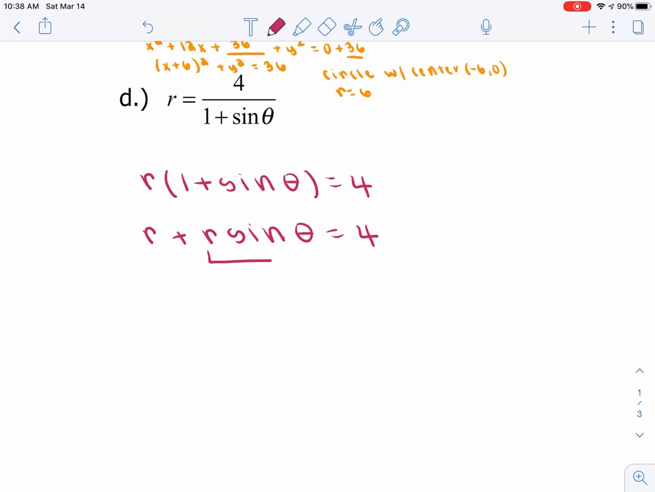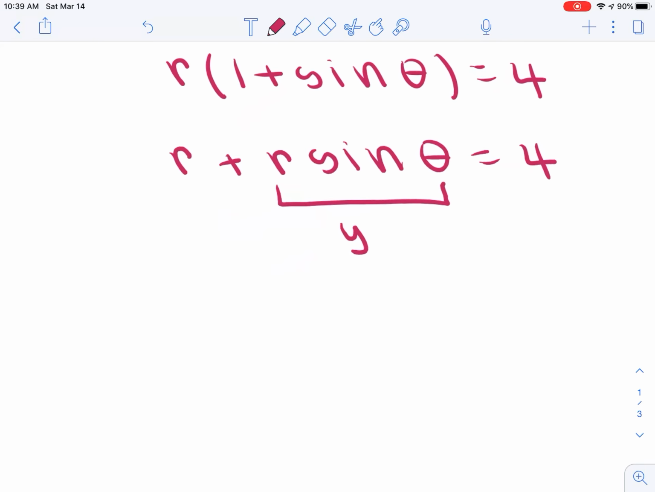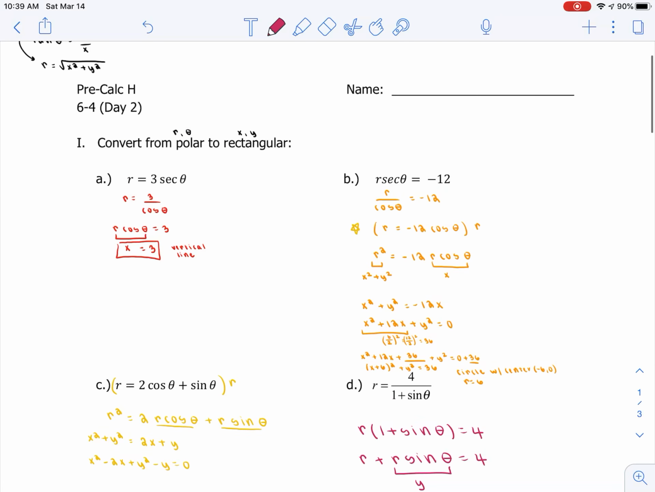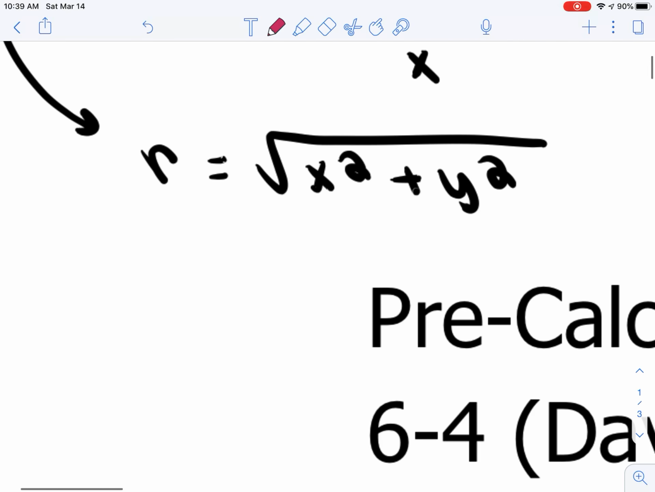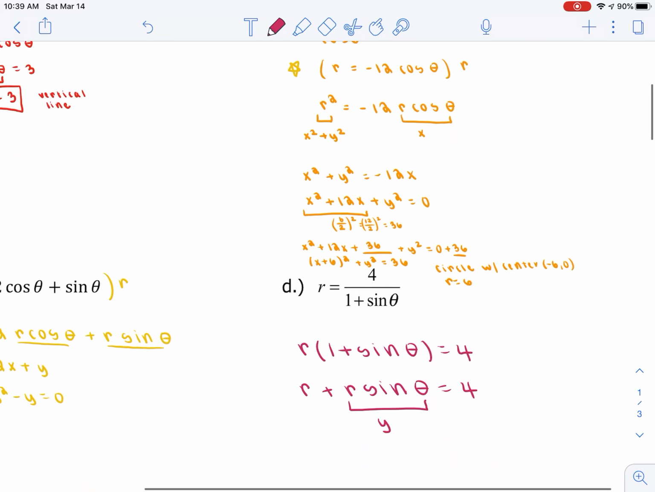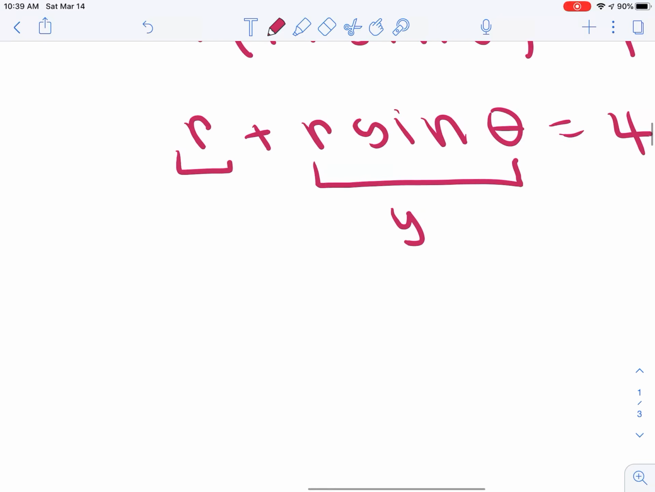And I'm seeing this r sine theta, which is y. The problem is that I don't have an r squared. So you may be thinking, well, let's just multiply everything by r again. The issue with doing this is then our middle term that we just said equals y, you're bringing in an r to that term that we don't need. So instead of doing that, if you guys remember when I started the notes, I had talked about how another formula we can use is this idea that r equals the square root of x squared plus y squared. So what we can do in this problem is actually replace the r with the square root of x squared plus y squared.